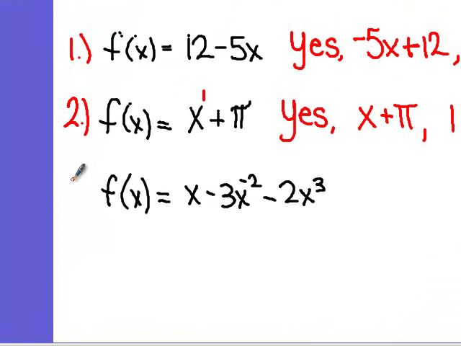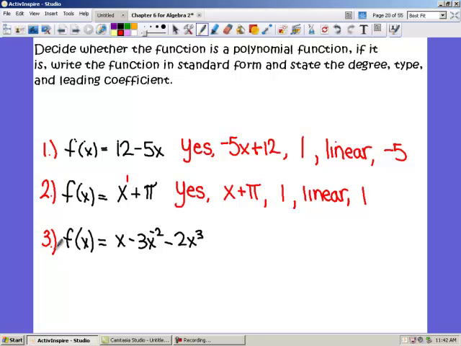All right, number 3, the last one here. We have f of x equals x minus 3x to the negative 2 exponent minus 2x to the third. Whenever you have a negative exponent, this will not be a function. So you don't have to go through and write all these answers out. You just write not a function, and you're done with the problem.